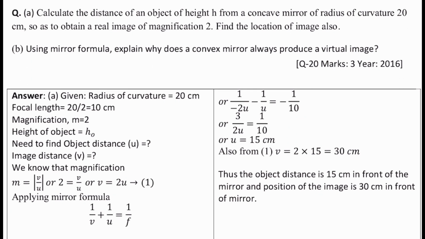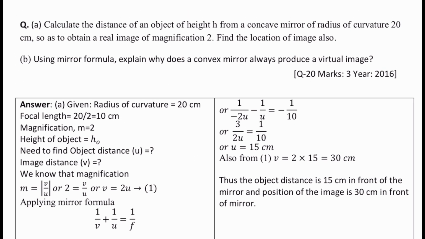Now question number 2. Calculate the distance of an object of height h from a concave mirror of radius of curvature 20 centimeter, so as to obtain a real image of magnification 2. Find the location of the image also. Part 2: using the mirror formula, explain why a convex mirror always produces a virtual image. This is a 3 marks question. The question was asked in 2016.